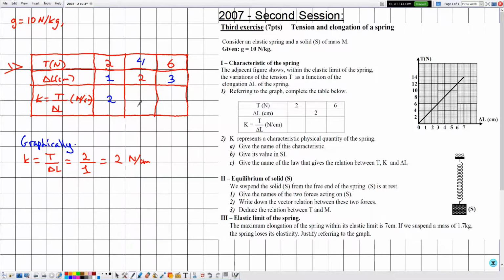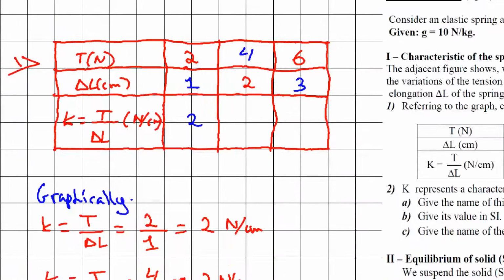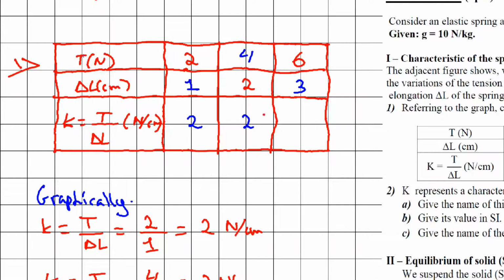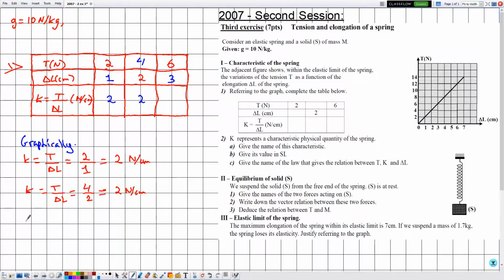Now as for the second value, K is equal to T divided by delta L, which is 4 divided by 2, and we expect the same answer, which is 2 newtons per centimeter. So here the value of K is 2. Notice that I'm not including any unit for these numbers because the unit is already included in the first column. Finally, the last value of K is equal to T divided by delta L, which is 6 divided by 3, giving 2 newtons per centimeter. So in this case, the value of K is also 2.